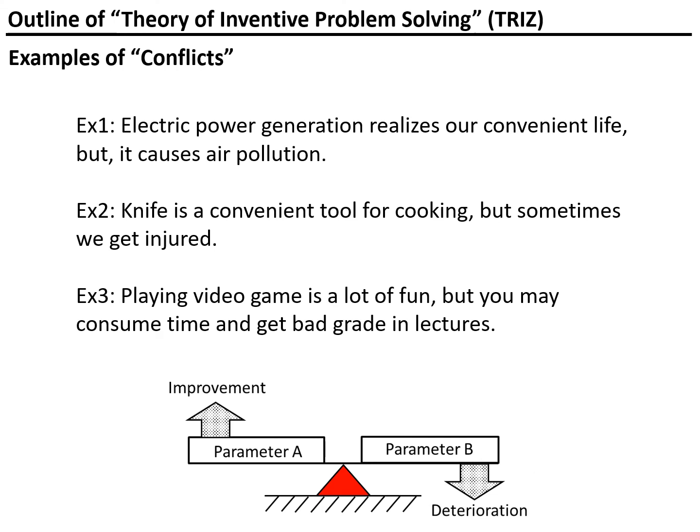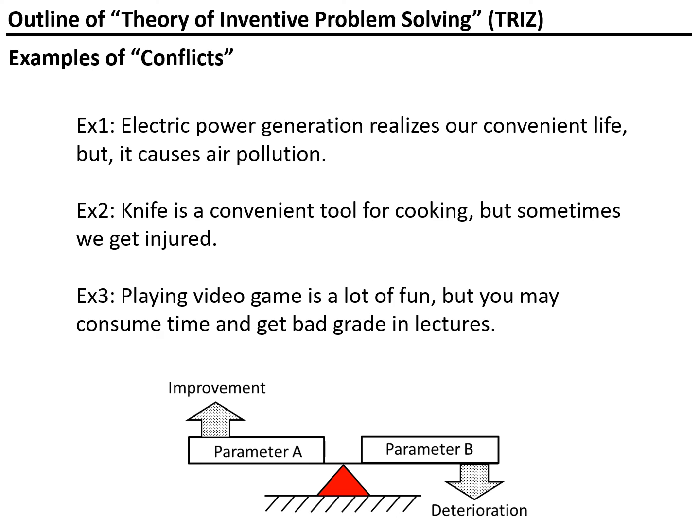Then let me give you some examples of problems, conflicts. For example, electric power generation realizes our convenient life, but it causes air pollution. I do believe that some of the engineering laboratories may be trying to solve this kind of problem. We can enjoy a very convenient life every day thanks to electric power generation. But sometimes electric power generation processes emit CO2, or we are exposed to the risk of meltdown, which may be recognized as causing air pollution.